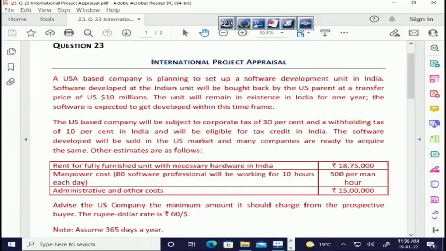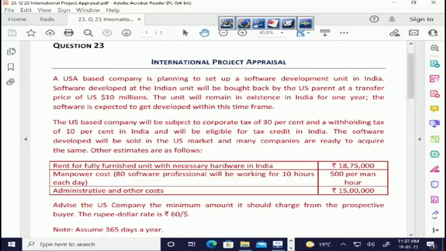What is the cost? The cost is rent, manpower and administrative. I hope you will calculate the manpower cost correctly. 80 into 10 into 500 into 365. Let me tell you, that is exactly how much. I think it's 1460 lakhs. Okay, 1460 lakhs is the manpower cost.